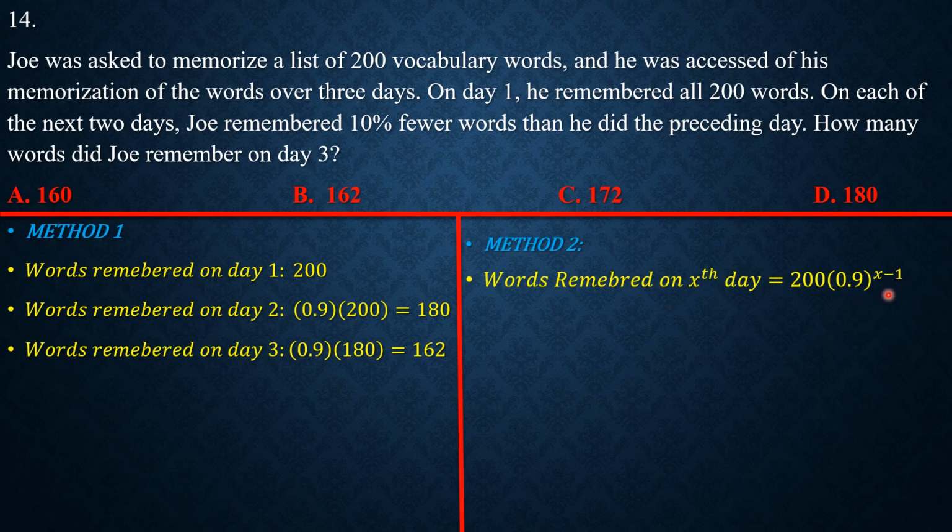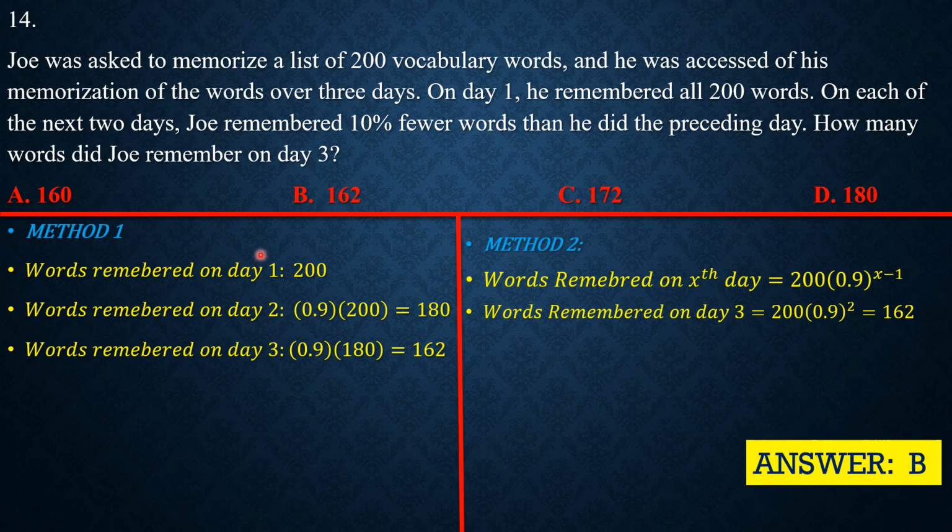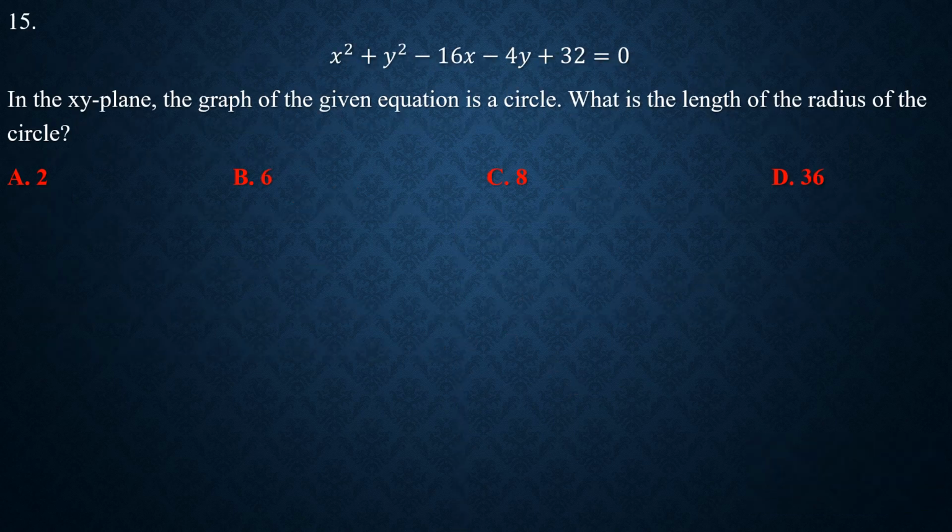On day 3, you are going to have x minus 1, which gives us 2. Then you square 0.9, 0.9 times 0.9 gives us 0.81. 0.81 multiplied by 200 gives us 81 times 2, which is 162, right? Good. So you can solve in any way, and you still have the answer to be B.